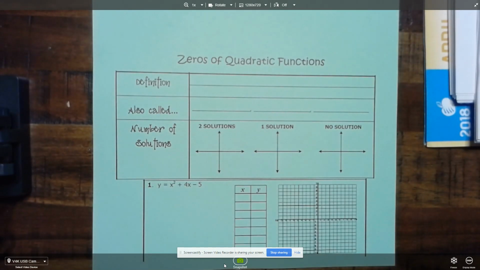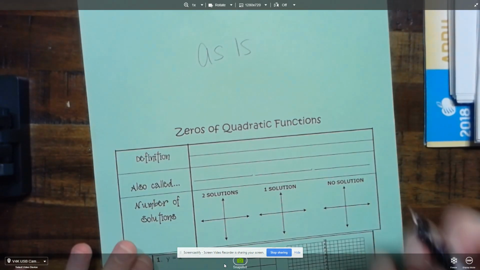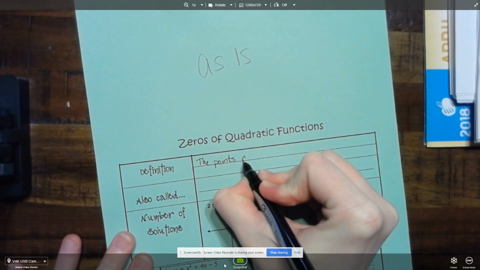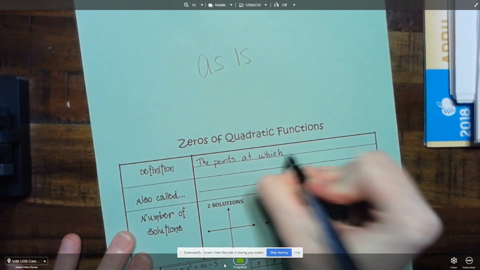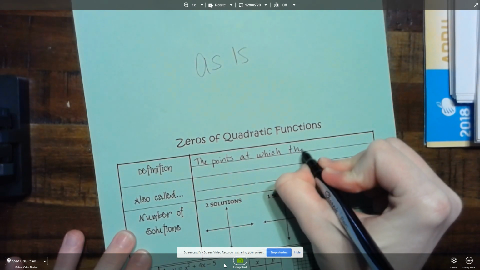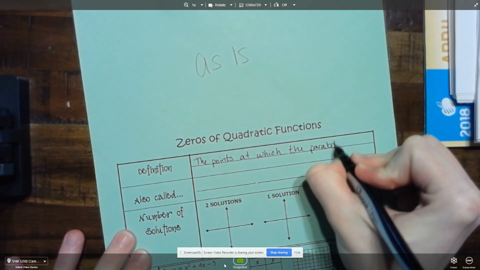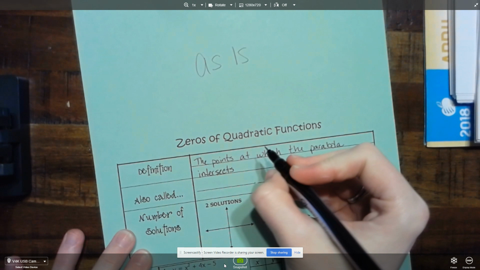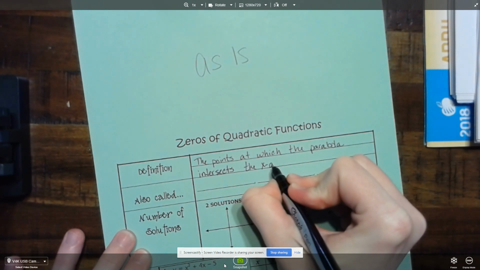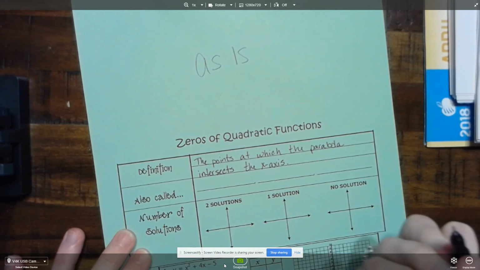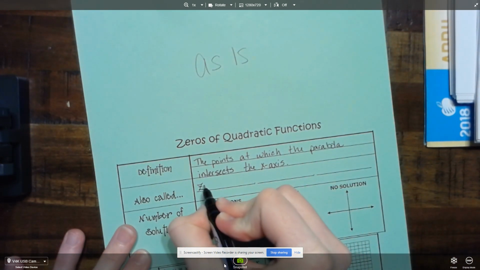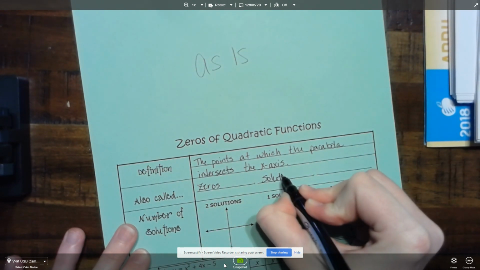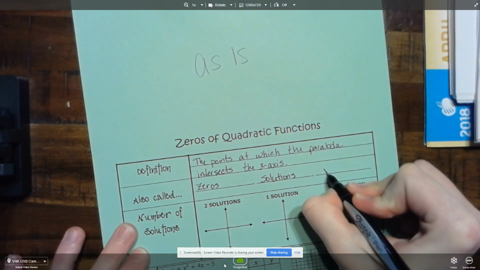This video is for zeros of quadratic functions. So the definition is the points at which the parabola intersects the x-axis. So that's what we're looking for when we're finding the zeros. This is also called zeros, solutions, and x-intercepts.